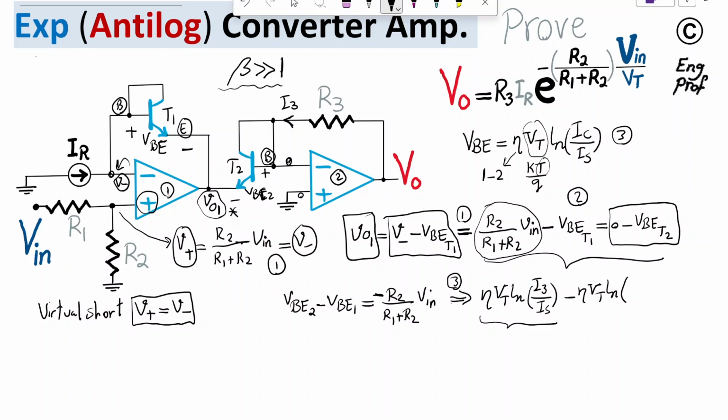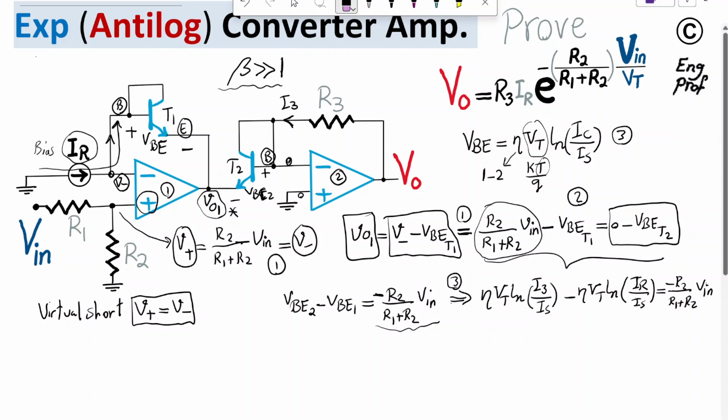We're going to make the assumption that the current that is coming this way, which is effectively IR, because no current can flow through the terminal of op-amp. Therefore, this bias current or fixed current that is applied, and of course it's our choice, it can only go upward this way toward transistor. So it will be IR divided by IS, and of course on the right side, we have the negative R2 over R1 plus R2 times Vn.